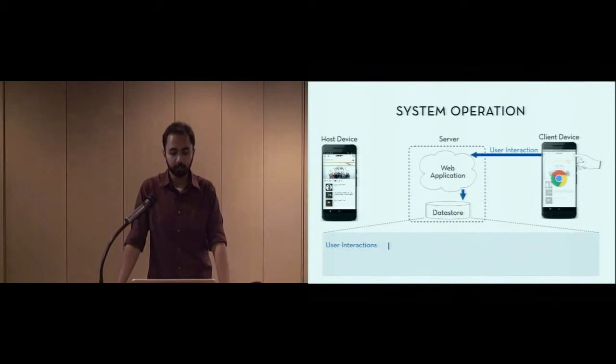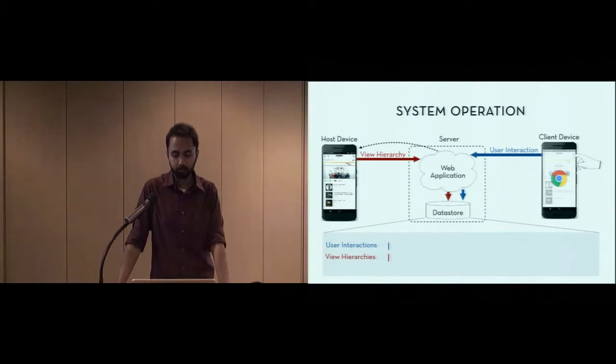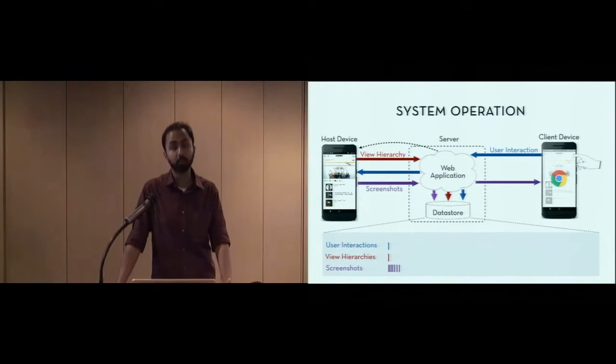When a user interacts with the browser, the interaction details are sent to the web application, which saves it to the data store. It then makes a request for the view hierarchy on the host device. Once the view hierarchy is received, the web application stores it and then forwards the user interaction to the host device. If the app responds to the user interaction, any updates to the screen are captured as multiple screenshots and sent to the browser. This allows the user to see the results of her interaction.